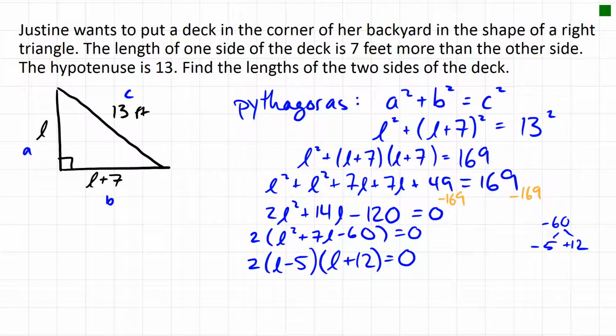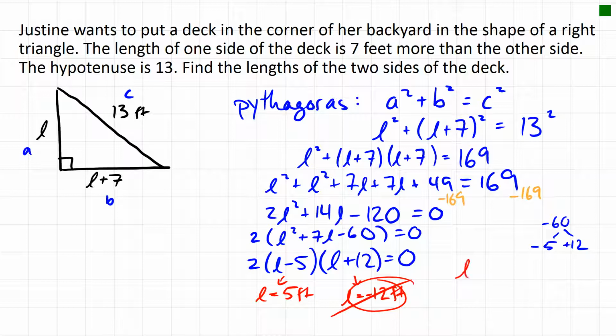Oh, no, sorry. Now we're at the point where we've done the factoring, so now we just go ahead with the solution. So either L is equal to 5 feet or L is equal to negative 12 feet. But just like the last example, you do not do measurements in negative feet.